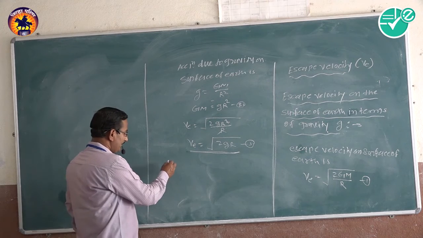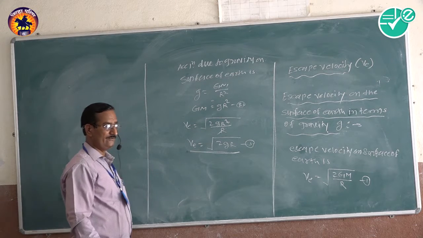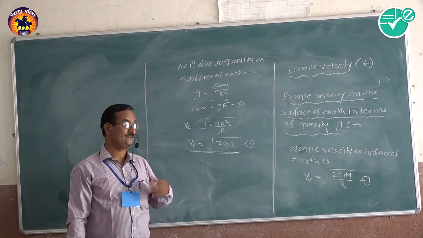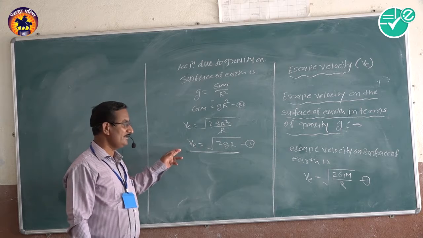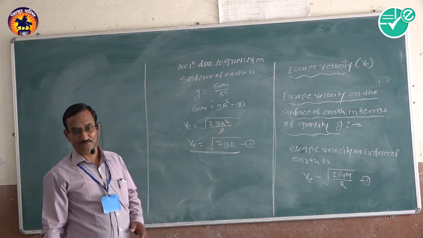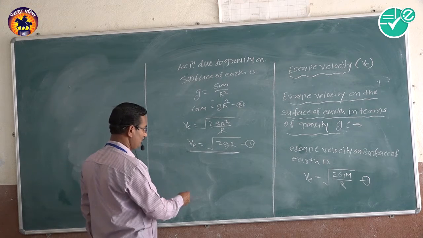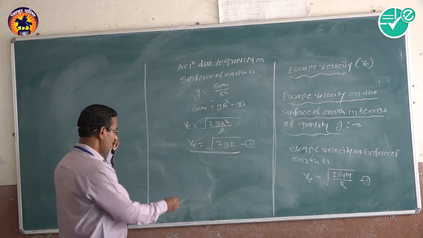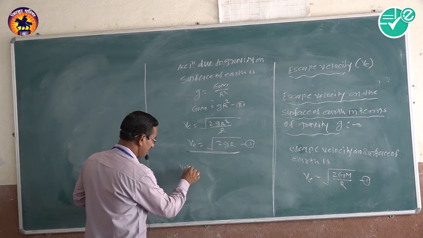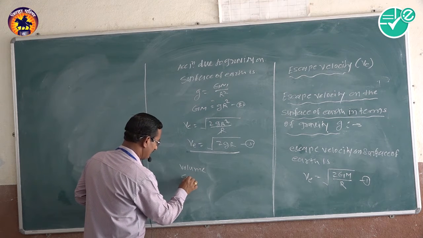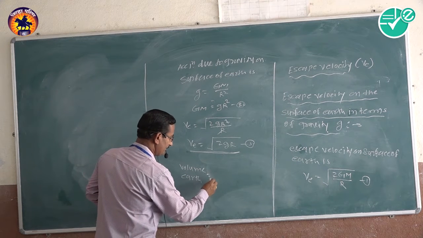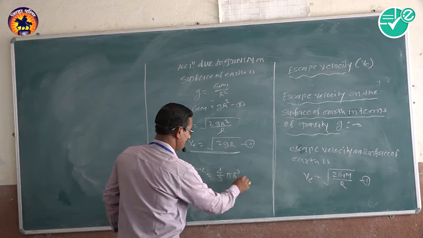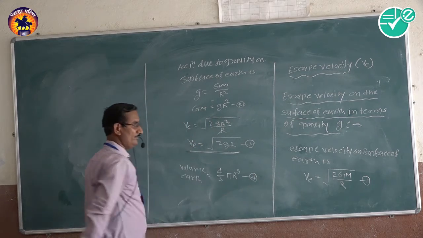Then again we have to see the effect of the density of Earth on the escape velocity of the satellite on the surface of Earth. We know that Earth is a solid sphere, so the volume of Earth is, that is 4 by 3 pi r cube, that is equation 4.